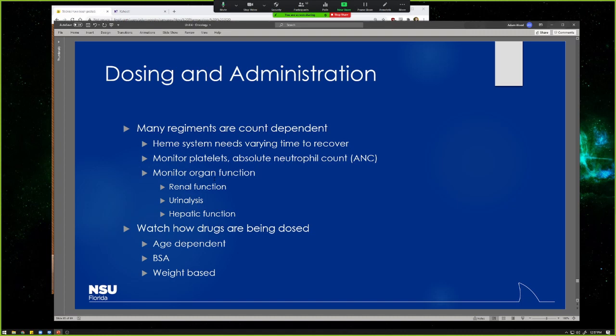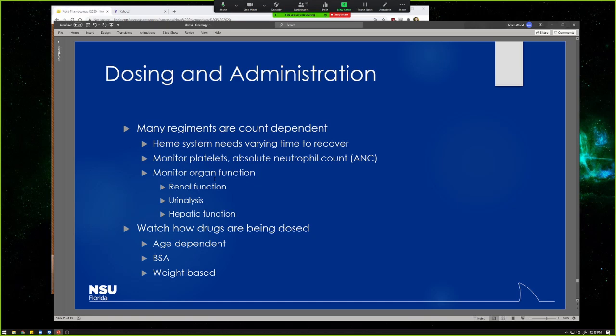Now I want to talk more about the logistics and how we use these medications for treatment of cancer. So we're talking about dosing and administration. As I've alluded to previously, a lot of these regimens are what we call count dependent. You need to give the time for the hematologic system to recover before you attack it again, right? So even if it's something like colorectal cancer, the drugs you're giving frequently are going to be hitting that immune system anyway. So you still got to allow it to recover.